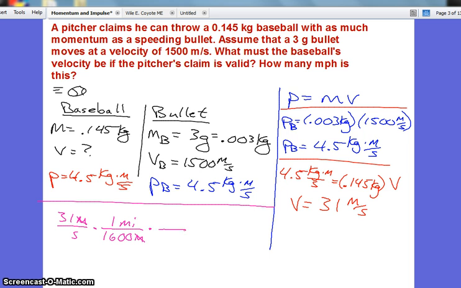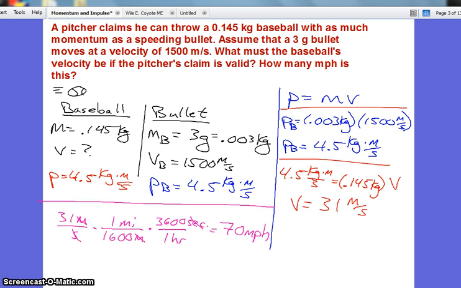Now we have to convert from seconds to hours. So I know that 1 hour is the same as 3,600 seconds. There's 60 seconds in a minute and 60 minutes in an hour. So 60 times 60 is 3,600 seconds for every 1 hour. So the seconds cancels out, and I'm left with hours in the denominator. I make this conversion, I get 70 miles per hour.